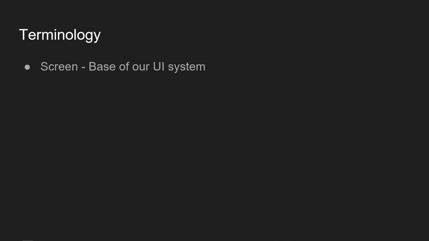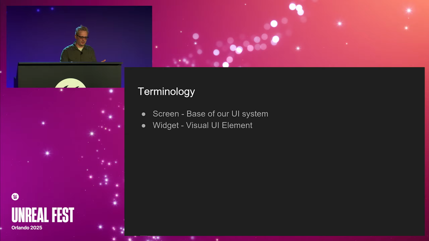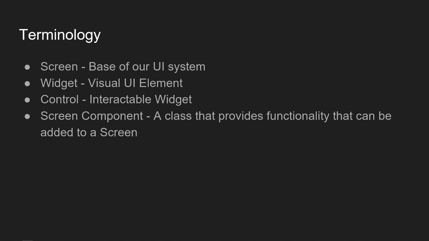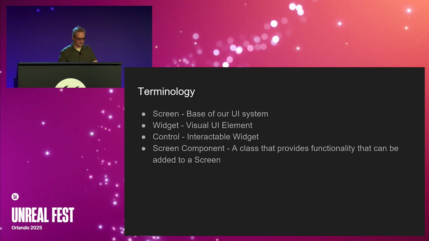One is that we have a screen. The screen is just the base of our UI system. If there's something visual that's UI, it's because it's attached to a screen. Widget, most of you probably know this because of Unreal Engine, but it's just a visual UI element. And then we have a control, which means that it's an interactable widget. So think of a button. And lastly, we're going to define a screen component, and this is a class that provides some functionality that you can add to a screen. As you're adding components to screens, you're giving them more functionality.